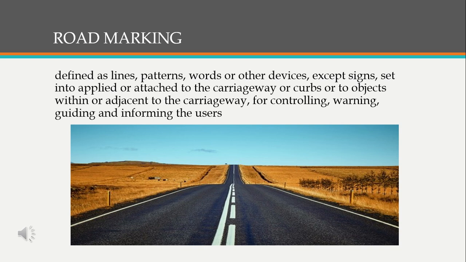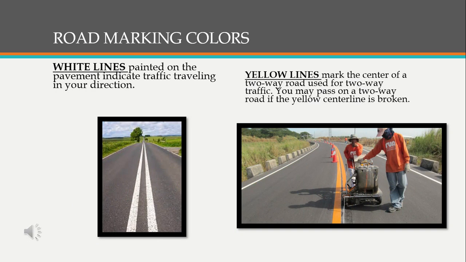Road markings are defined as lines, patterns, words, or other devices except signs. They are set, applied, or attached to the carriageway or to the road, or curbs, or to objects within or adjacent to the carriageway for controlling, giving warnings, guiding the motorist and informing the users. So I'm done defining road markings.